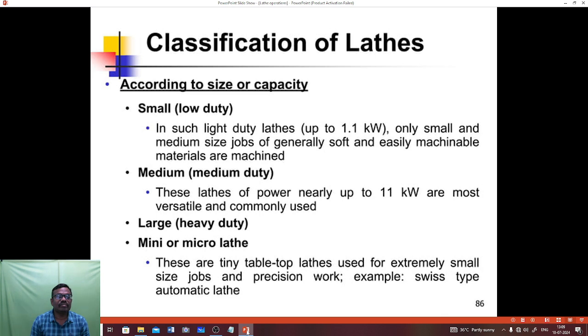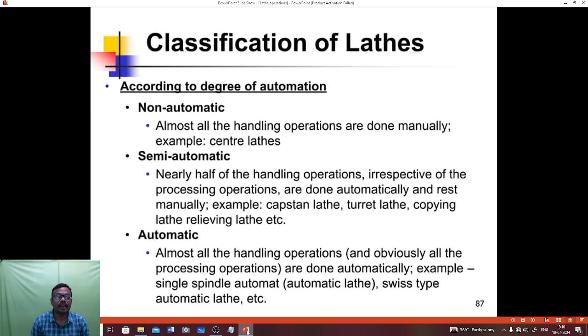According to size or capacity, lathes are classified as small or low duty, for which powers are up to 1.1 kilowatt, and medium duty, for which the power is up to 11 kilowatt, and large or heavy duty lathes are also used. Mini or micro lathes are tiny tabletop lathes used for extremely small size jobs and precision work. Example, Swiss type automatic lathe.